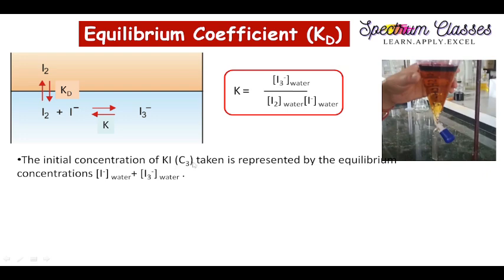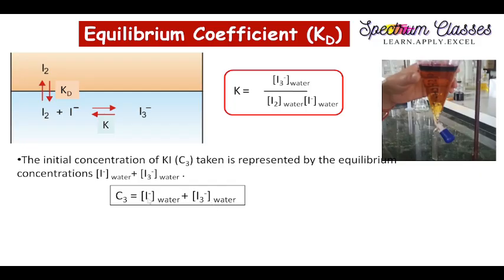Suppose we are considering the initial concentration of potassium iodide in the aqueous layer, which we can write in the form of C3. This will be equal to I minus and I3 minus, from KI. So the initial concentration C3 will be equal to I minus plus I3 minus, because this I minus will associate with the iodine and form I3 minus. In this manner it comprises these two species.